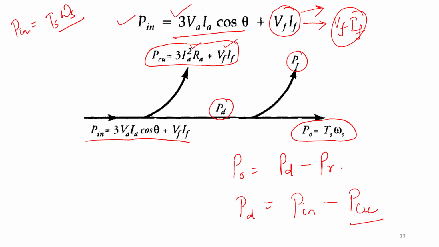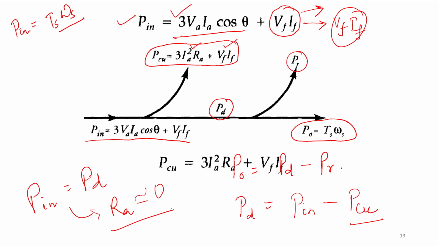So that means if we neglect the resistance of the armature circuit R_A, then P_in is equal to P_D, under the condition when R_A is approximately equal to 0. Okay, this is the condition. So this is your power flow diagram. And the copper loss, of course we know this, P_D is this.